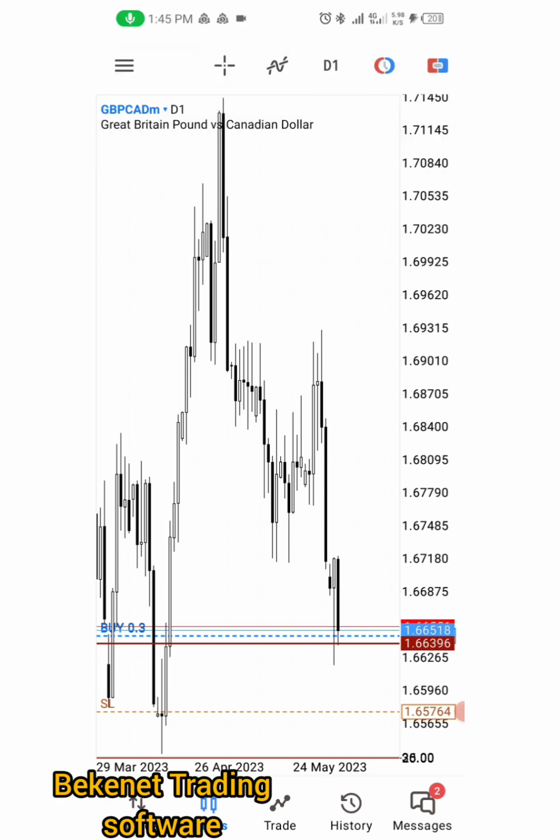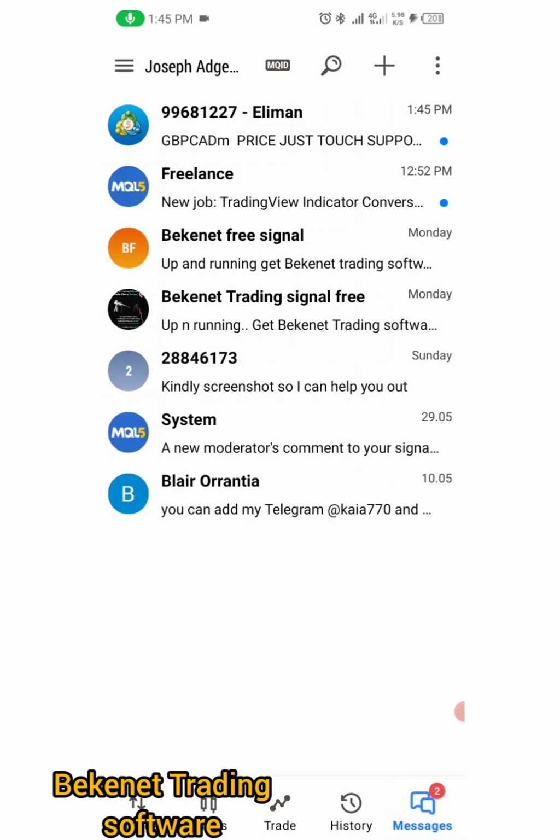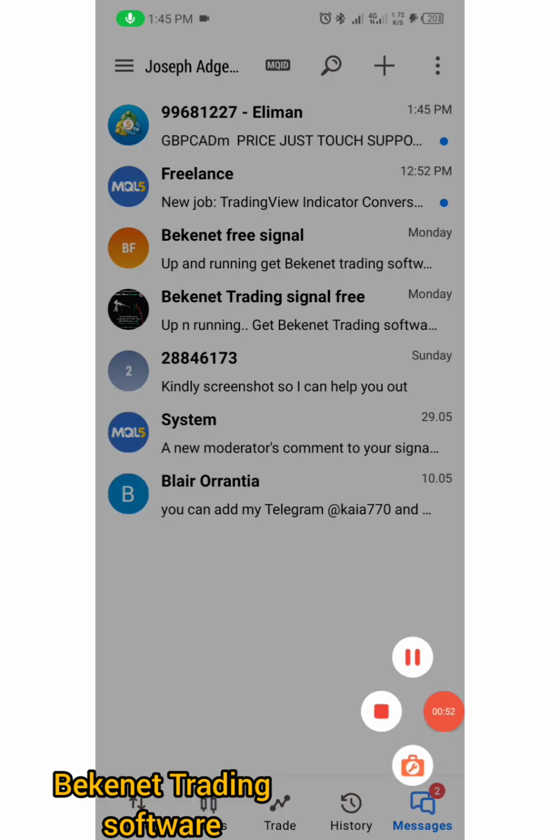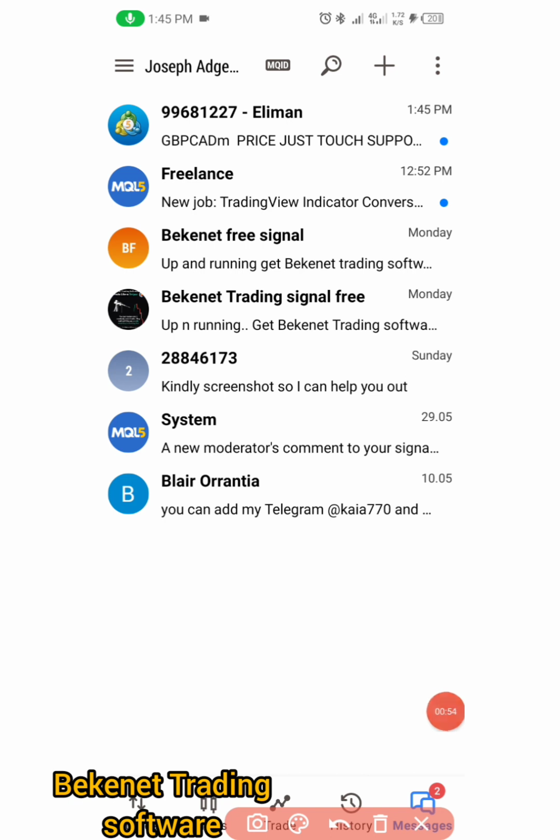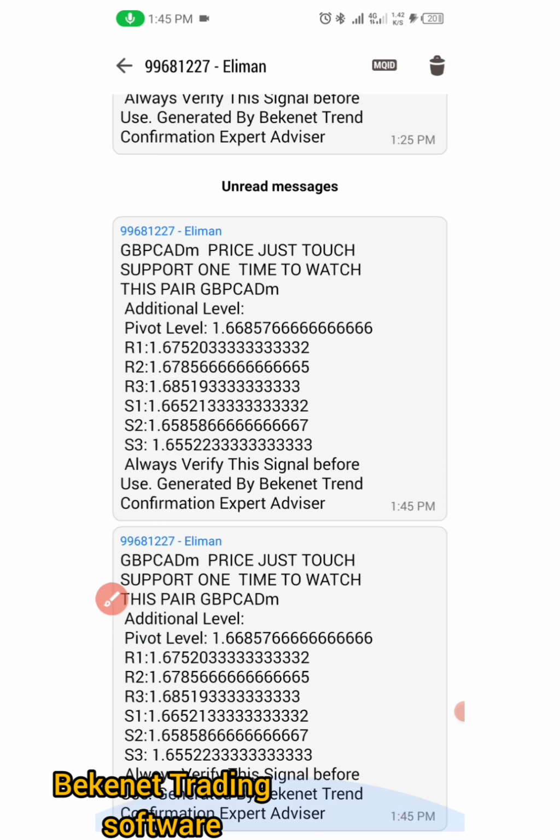So one thing I do first, if the software generates a signal for me, it will send it to my mobile phone. Under your MT5, there's always a message box. Once you configure the software and host it on a VPS, it will be sending messages to this place. Currently I have an unread message here, which just came in.